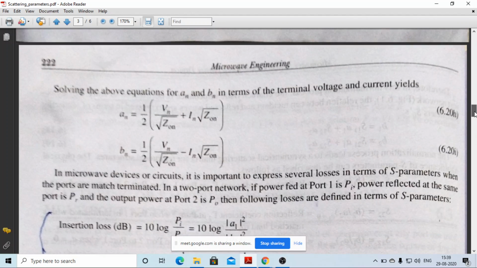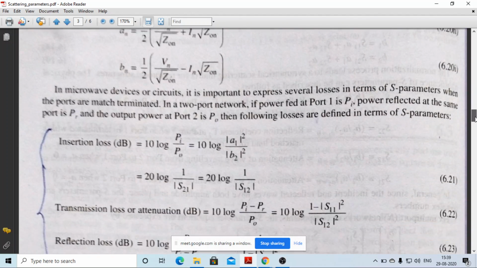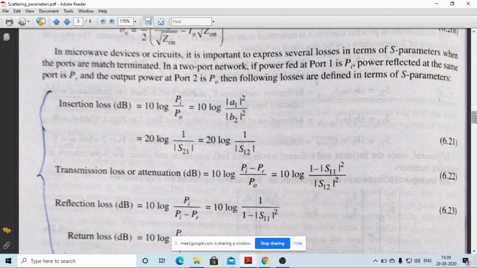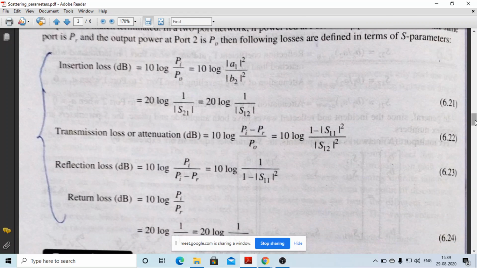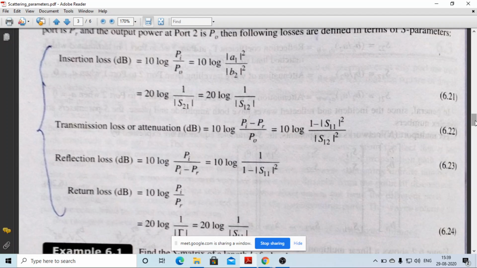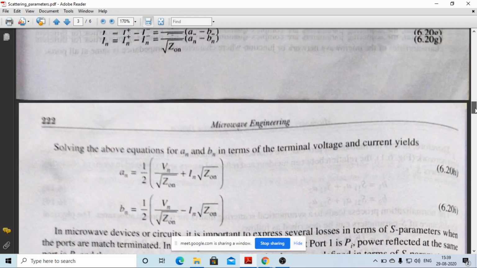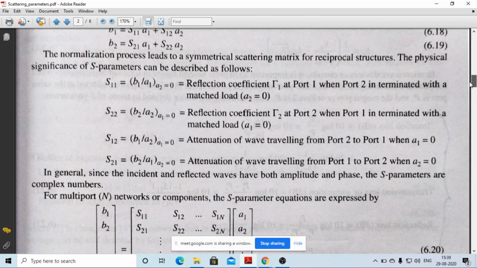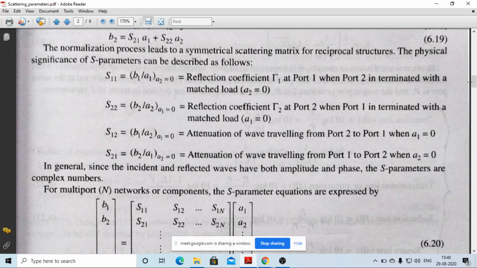So now after this, one important thing is some losses. Actually we have already discussed the losses, and these losses can be discussed in terms of your S parameters, because now you are aware about the S parameters. S11 is the reflection coefficient for port 1, S22 is for port 2, and S12 is attenuation, S21 is the attenuation. S12 is from 2 to 1, always remember that 2 to 1, last to first, and S21 is 1 to 2, attenuation traveling your wave from 1 to 2.